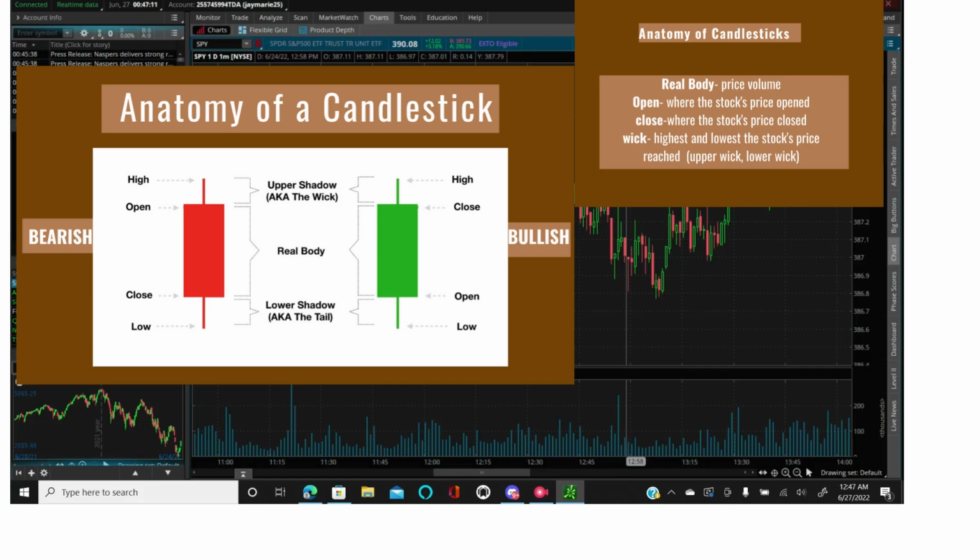Now, if you look to the right with the green candle, that is a bullish candle. That is going to represent a stock price going up. So it's the opposite of the red candle. The opening price is going to start at the bottom. That's where it starts, and then it's going to go up and it closes at the top. And again, just like in the other candle, the upper wick and the lower wick represent the highest that it's gotten and the lowest that the price has gotten.